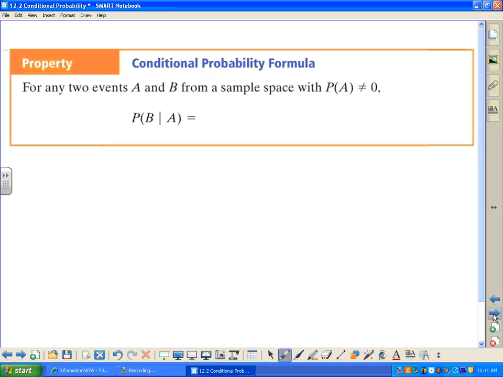The probability that B happens, given that A has already happened, is equal to the probability that B and A happened over the probability that just A happens. That's why the probability of A can't be 0. Because we know we can't divide by 0 there.